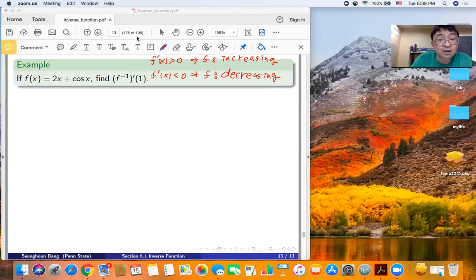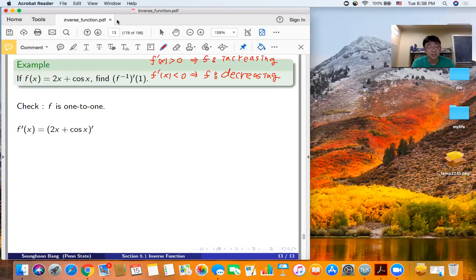So I want to take the derivative. F prime of x equals the derivative of 2x plus cosine x. What is the derivative of 2x plus cosine x? What's the derivative of 2x? Yeah, 2 minus sine x. Right? 2 minus sine x. Okay, good. You're right. The 2 minus sine x is the answer.